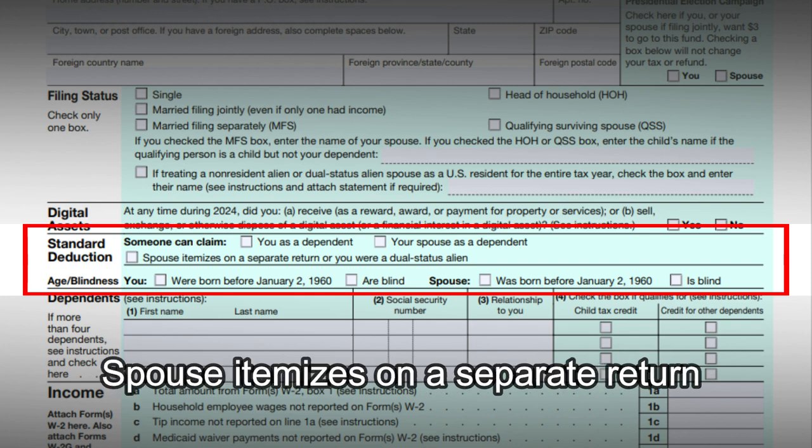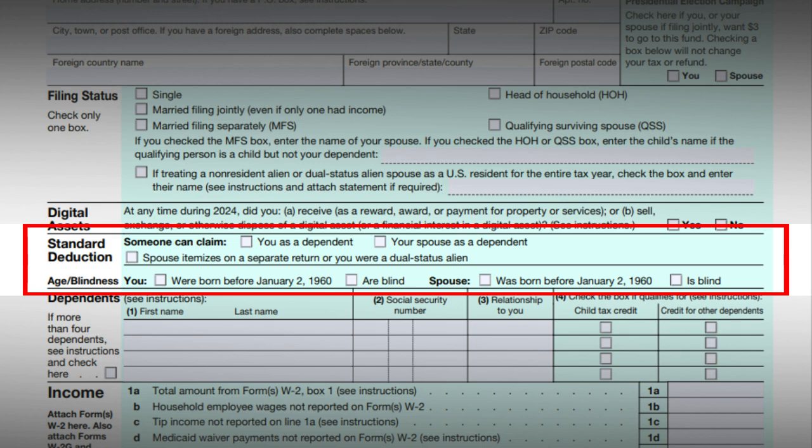Spouse itemizes on a separate return or you were a dual status alien. If your spouse is filing separately and itemizing deductions, instead of taking the standard deduction, this can limit your ability to claim the standard deduction. Also, if you were a dual status alien, the deduction could be different. If you or your spouse is claimed as a dependent on someone else's return, it may affect the amount of the standard deduction.